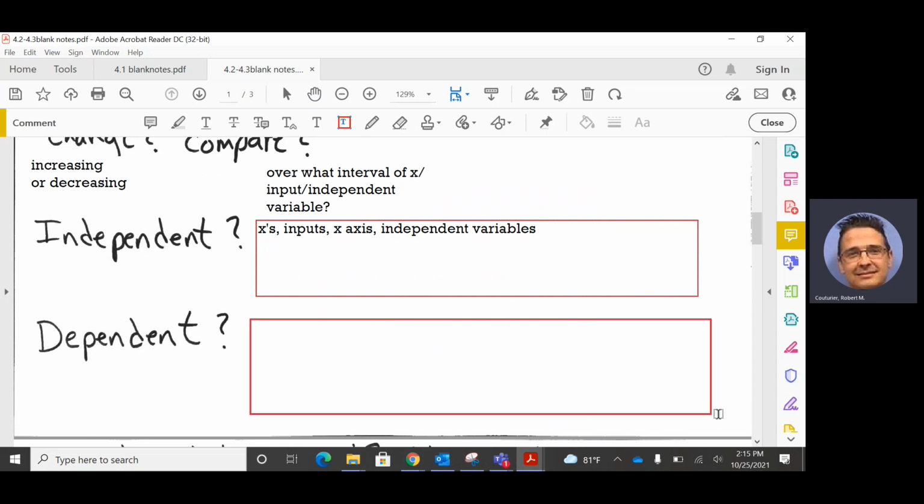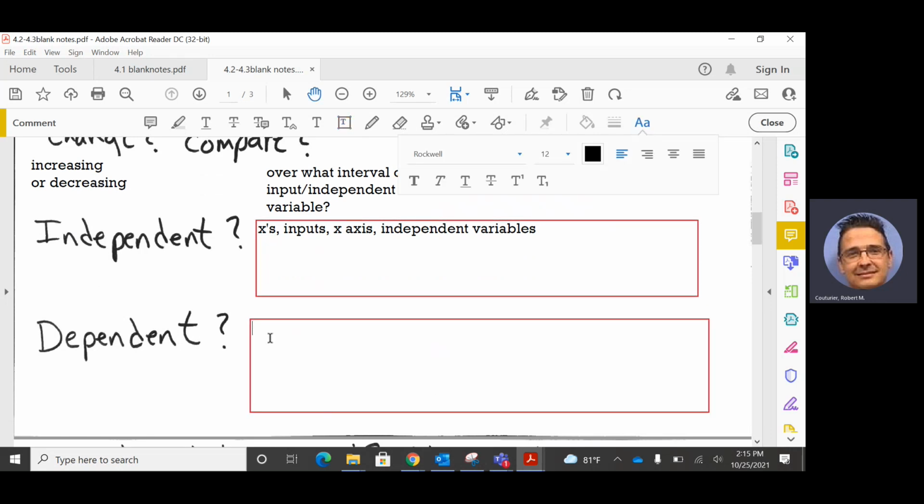In turn, we have dependent. So dependent are our y's. They're the outputs. Y-axes. These are all our dependent variables.